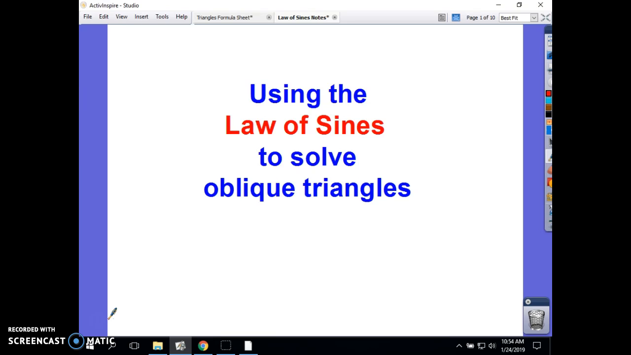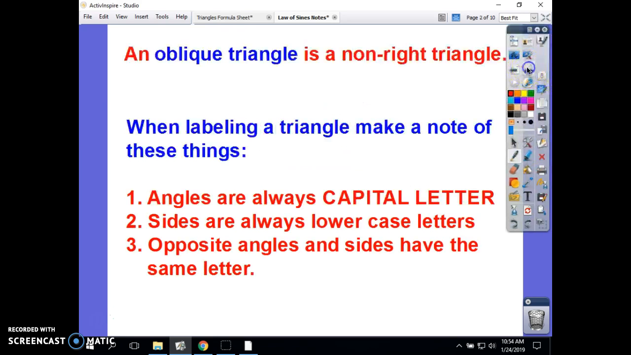So mathematicians went out and they tried to figure out how we can solve for parts of a triangle if the triangle is not perfect and right. So they developed the law of sines. Now, as it says, an oblique triangle is a non-right triangle. When you're doing these problems, you need to make sure that you're labeling your triangle correctly. If you don't label your triangle correctly, you're not going to get the right answers.